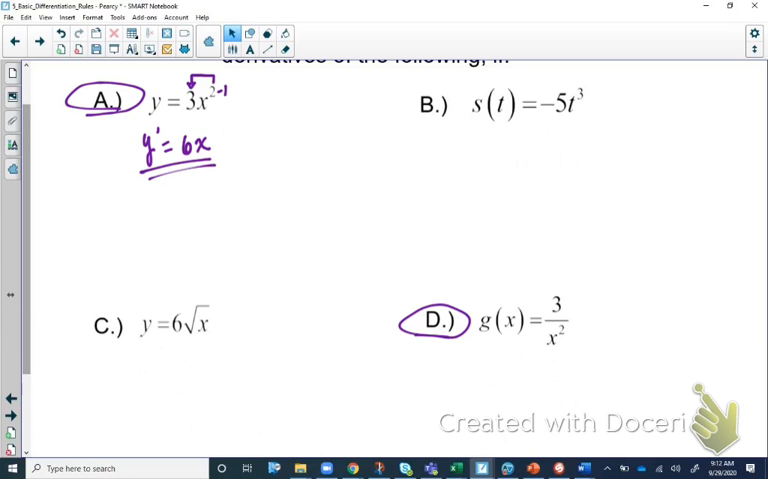Now on G, again, we're going to use our properties of exponents here, where I'm going to rewrite g of x as 3 times x to the negative 2 power. And then, similarly to what I did in A, the negative 2 is going to get multiplied to the 3, giving me a negative 6. Now, when I subtract 1 from the negative 2, negative 2 minus 1, that gives me a negative 3 exponent here. So we will move that exponent back to the denominator, giving me negative 6 over x to the 3rd power.